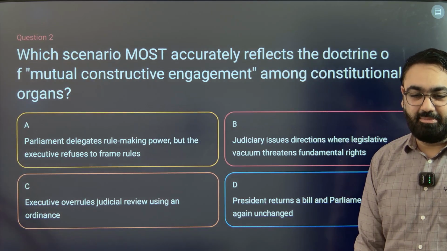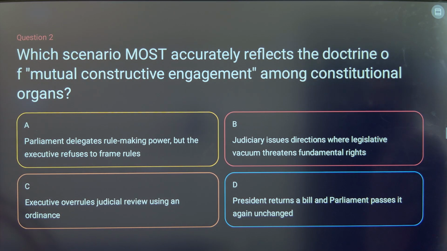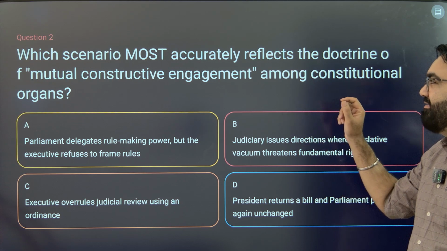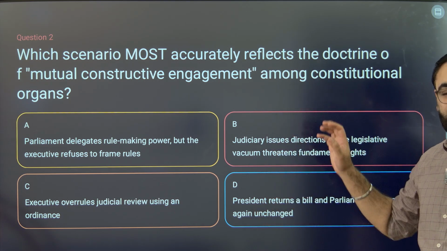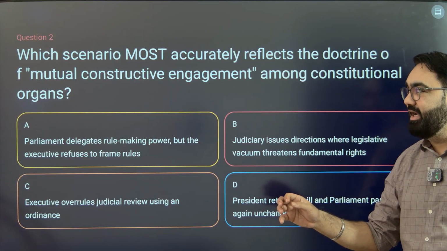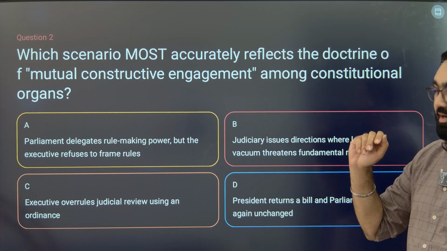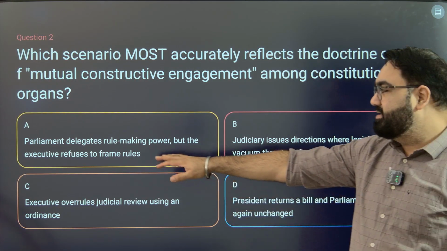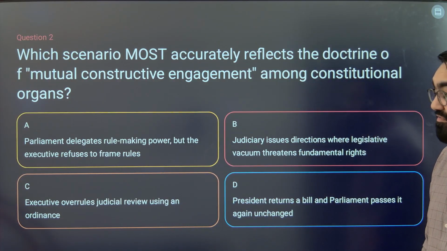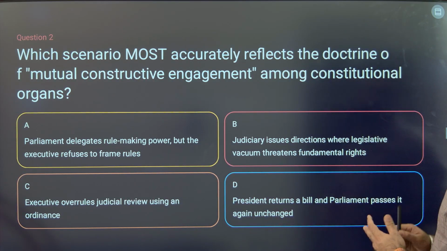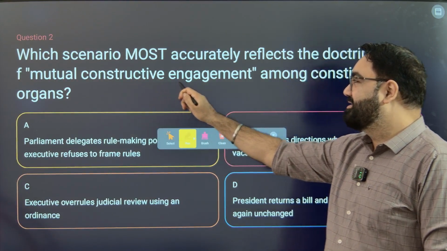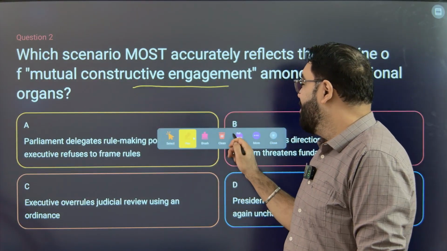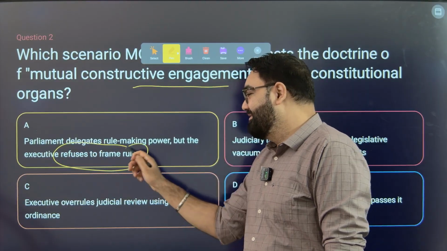This is question number 2. Which scenario most accurately reflects the doctrine of mutual constructive engagement among constitutional organs? This was a doctrine given by the Supreme Court recently, the doctrine of mutual constructive engagement. First, Parliament delegates rule-making power, but the executive refuses to frame the rules. See, the question itself is about constructive engagement. So constructive engagement cannot be one organ refusing to do something for the other.